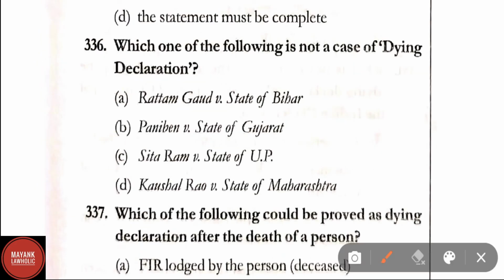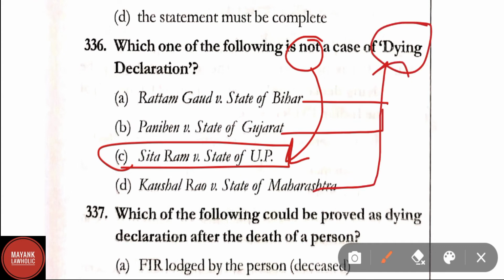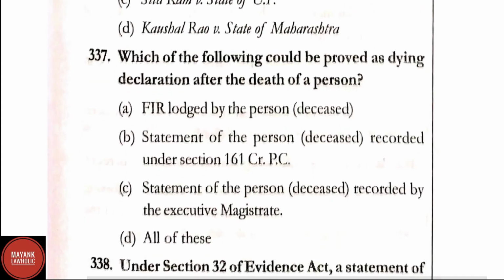Question number 336. Which one of the following is not a case of dying declaration? Here correct answer is option C, that is Sitaram versus State of UP is not a case of dying declaration, whereas Ratnam God versus State of Bihar, Paniben versus State of Gujarat, and Kaushal Rao versus State of Maharashtra are related to dying declaration. Question number 337.